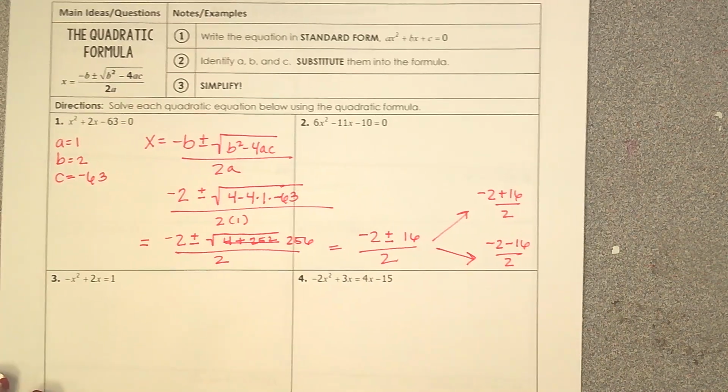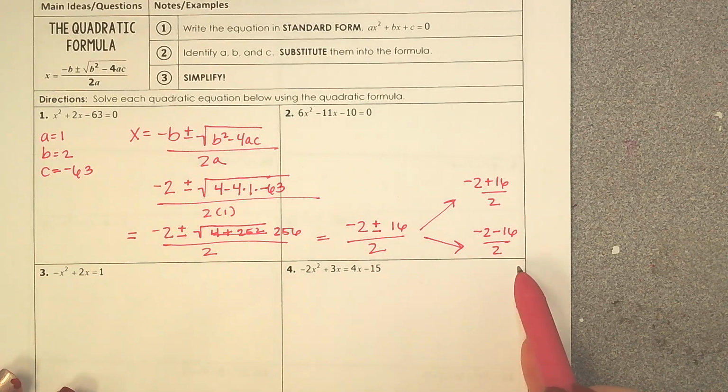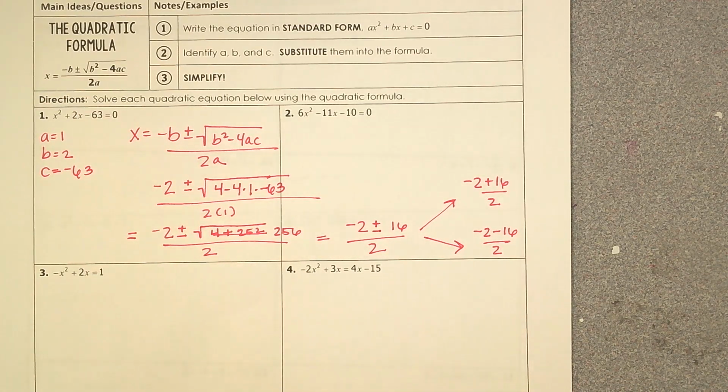When I was grading quizzes, a lot of people would leave it like this and not get the 2 solutions. If you can take the square root of something, do it. You want your answer to be in simplest form, the most simple form you can get it into. So keep going. A lot of you stopped too early.